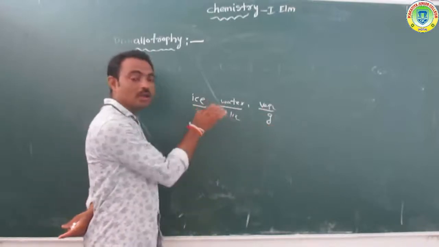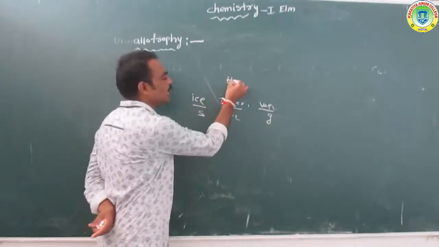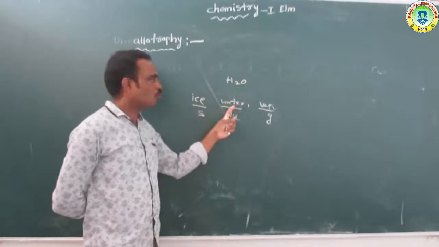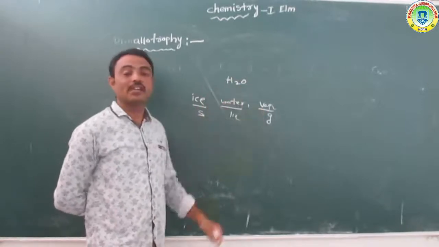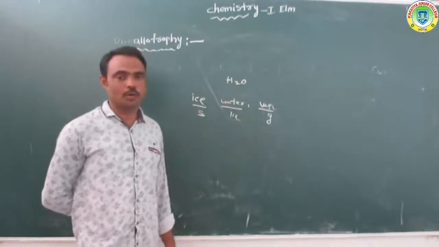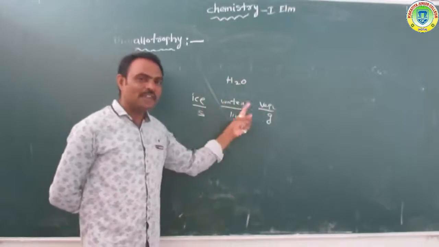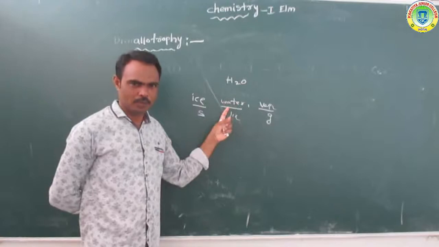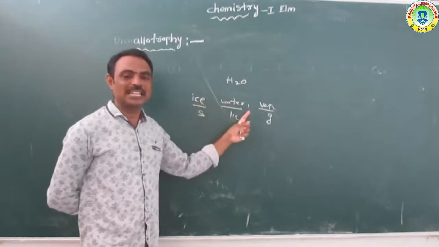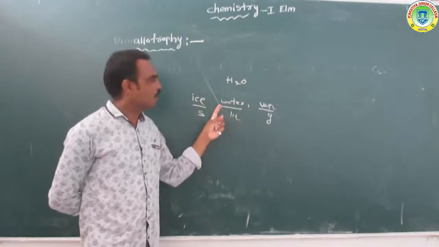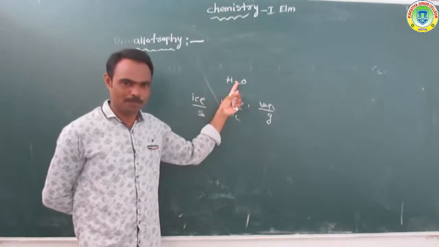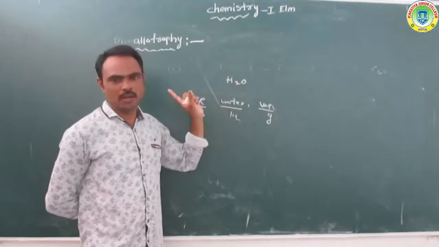But for all of these we write only H2O. Ice is H2O, water is H2O, water vapor is also H2O. So there are different physical states or physical properties, but we write the same formula.